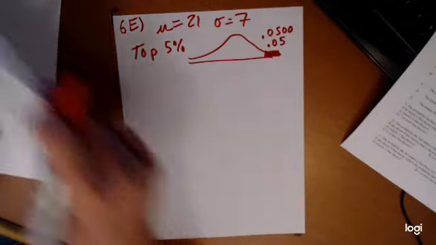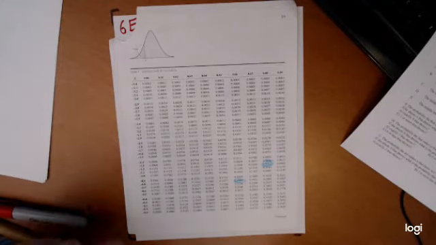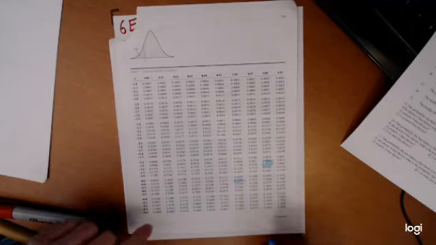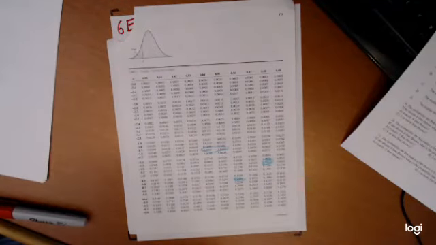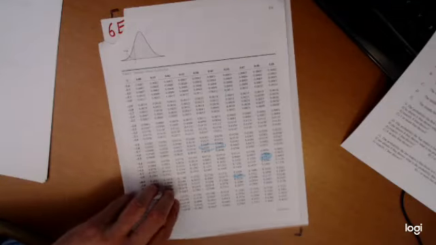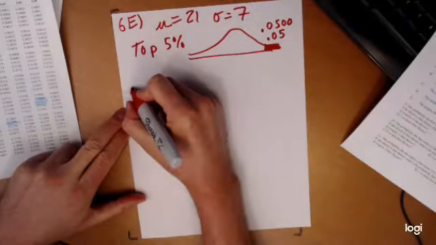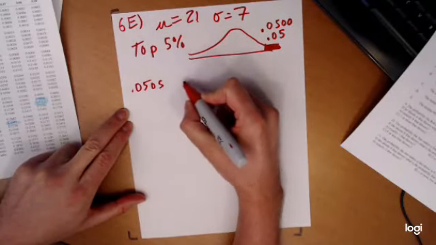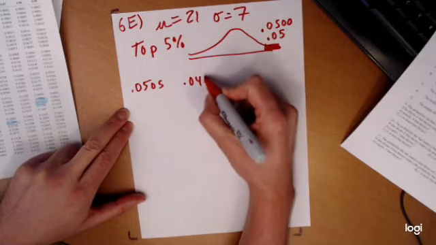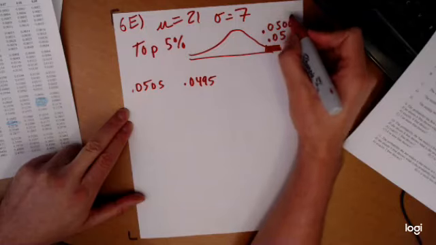So when I try and find that number in the table, something weird happens. You're always supposed to go with what's closest. And as we discussed in class, every once in a while there's a tie. So I see 0.0505 and I see 0.0495.